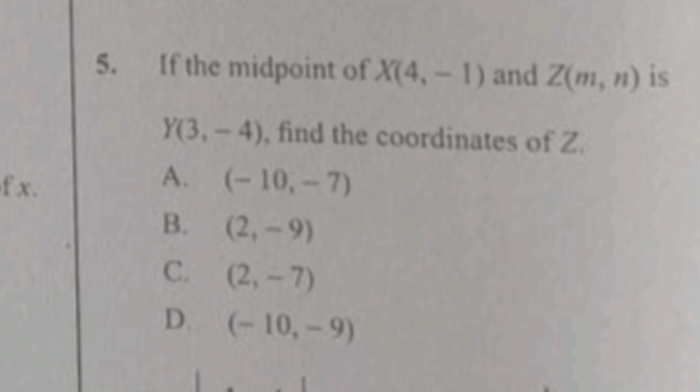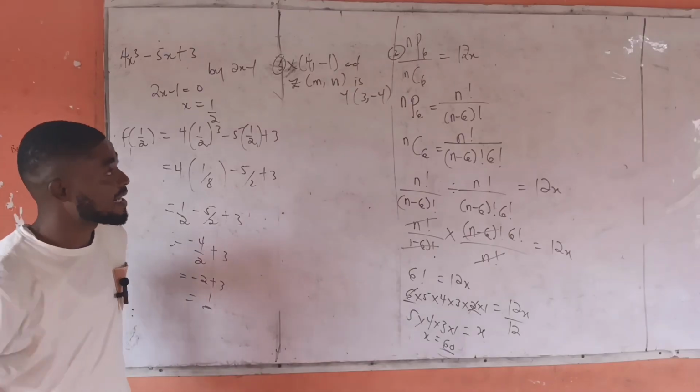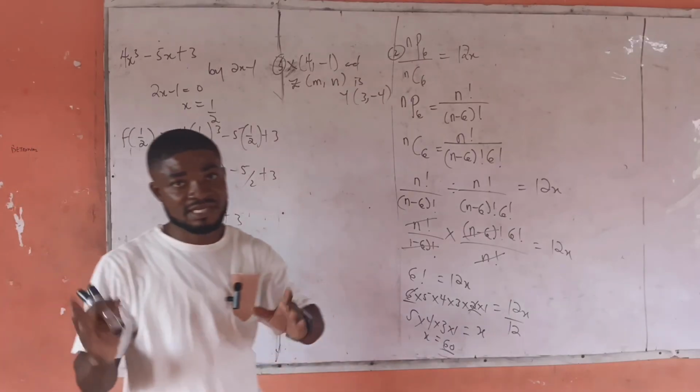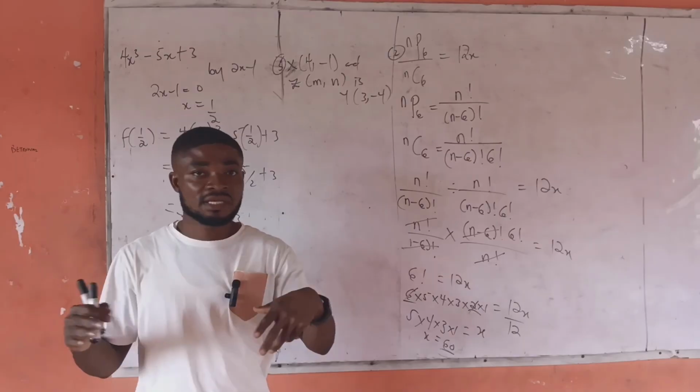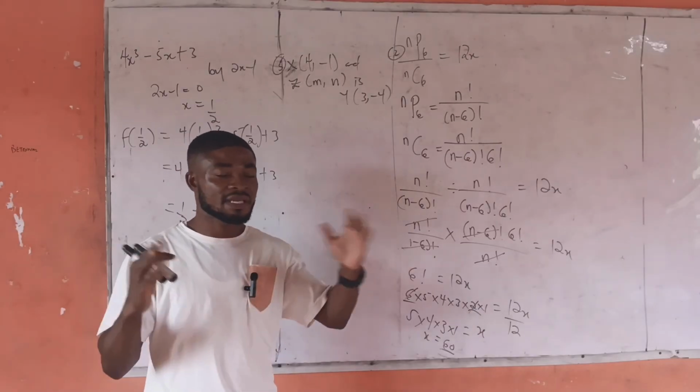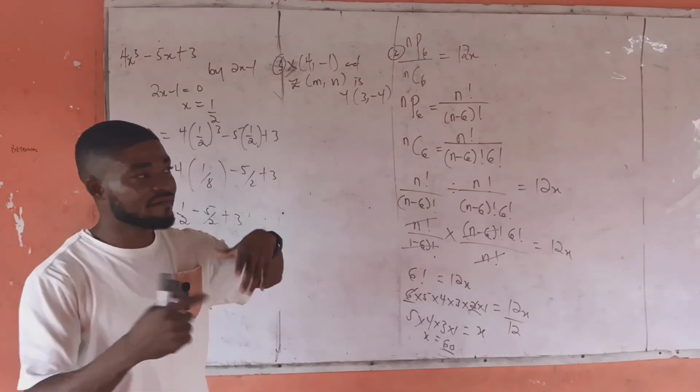Question 5 says that if the midpoint of x, which is (4, -1), and z, which is (m, n), is y, which is also (3, -4), then we have to find the coordinates of z. And then we know that to find a midpoint simply has to do with a summation of the two coordinates divided by 2. Since it is a middle, you have to add the two coordinates and then you divide by 2.